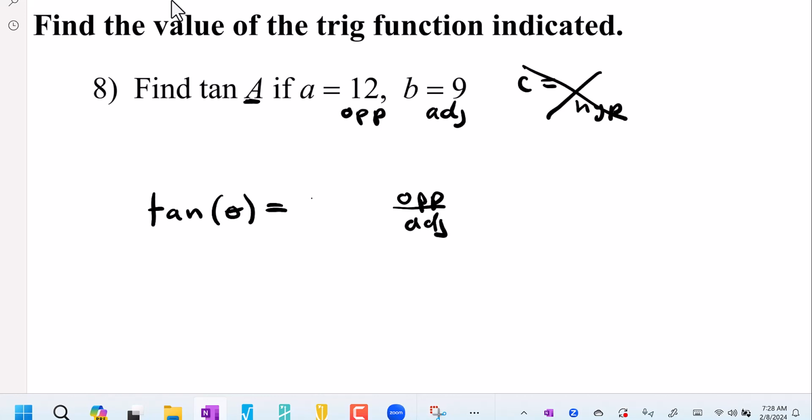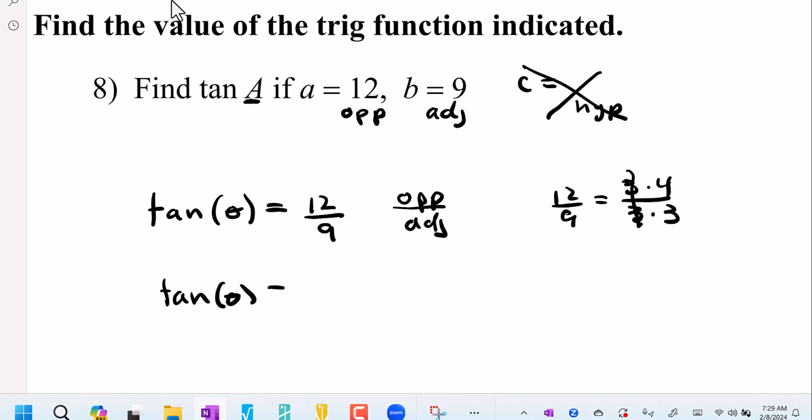So the opposite side is 12, the adjacent side is 9, and then you reduce. 12 and 9 both have a 3 in common. 12 is 3 times 4. 9 is 3 times 3. So tangent of theta will be 4/3, and we did not draw a diagram.